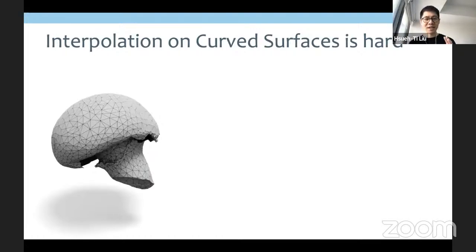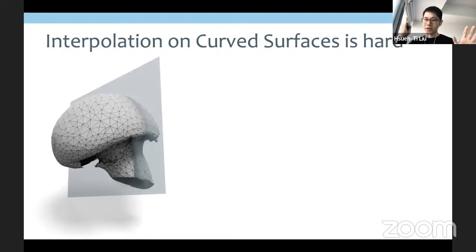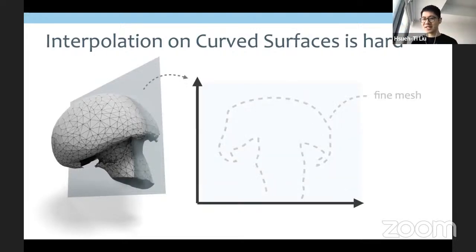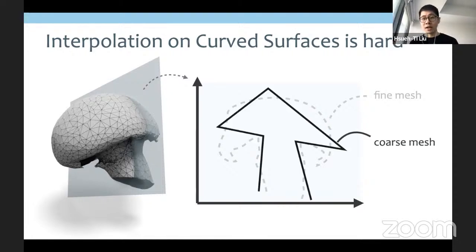But if you want to do the same thing on curved surfaces, things become a little bit tricky. So take this mushroom as the example. First, for clarity purposes, we are going to take a look at a single slice of that mushroom. So it will look something like this. And let's say we have some simplification algorithm to decimate the mushroom to a low resolution. You may get a coarse slice of this mushroom like this.